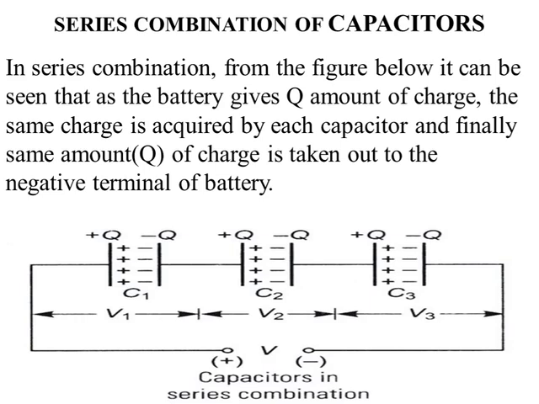Now in series combination, looking at what we have, it can be seen that the battery gives Q amount of charge. The same charge is acquired by each capacitor. And finally, the amount of charge is taken out to the negative terminal of the battery.